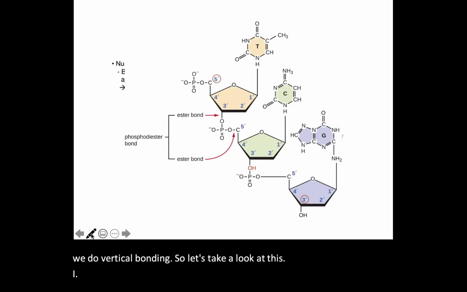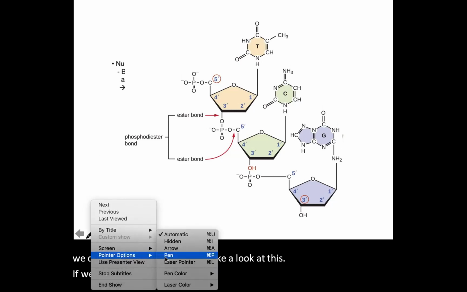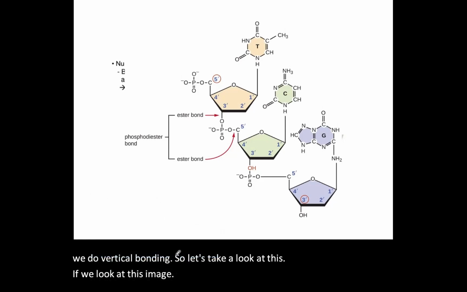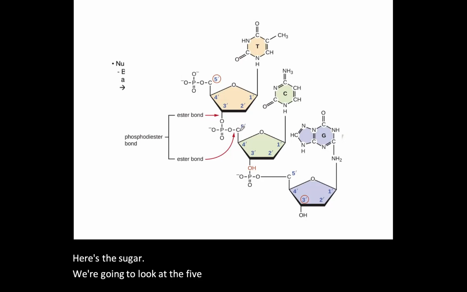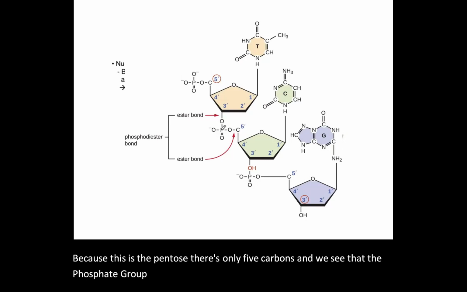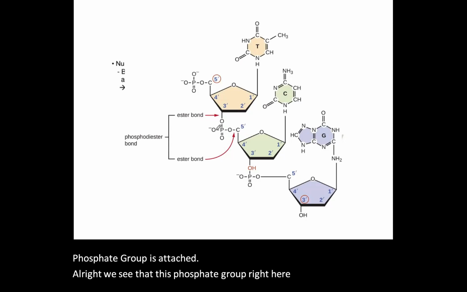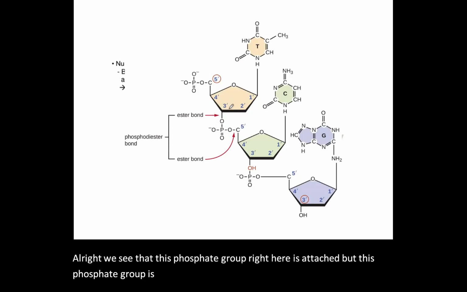If we look at this image, here is the sugar. We're going to look at the 5' carbon, because this is a pentose, so there's only 5 carbons, and we see that the phosphate group is attached. But this phosphate group is also attached to the 3' carbon of the nucleotide above it.